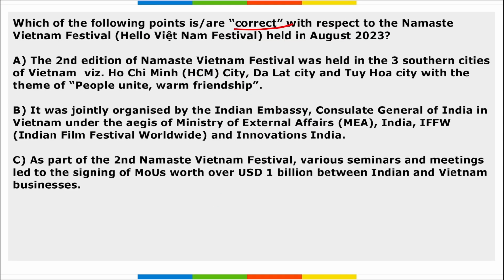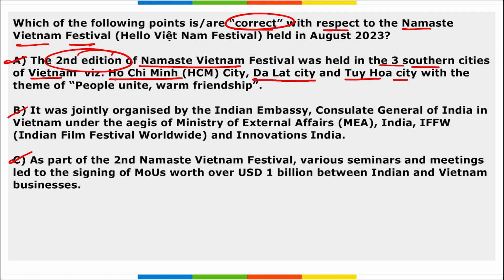Next, which among the following are correct with respect to Namaste Vietnam Festival? If we look at the options here, all these options are correctly mentioned. This is the second edition of Namaste Vietnam Festival that was held in 3 southern cities of Vietnam, that is Ho Chi Minh City, Da Lat City and Can Tho City, with the theme People Unite, Warm Friendship.